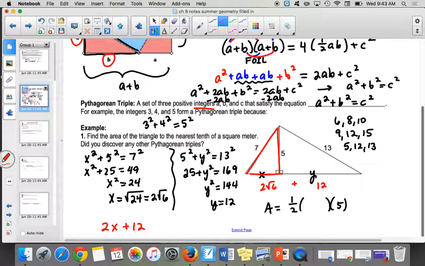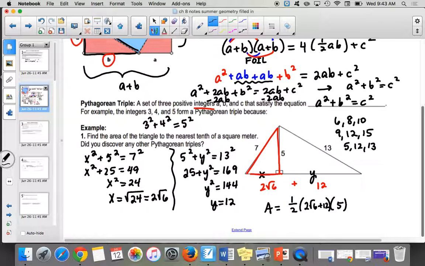So same thing with square roots. If you have a square root and it's not the same, like it's not like a square root of 6 and the other one has a square root of 6, you can't combine them. So if I have 2 root 6 plus 12, I just leave it as that. I say 2 root 6 plus 12. Okay, so this would be the area.